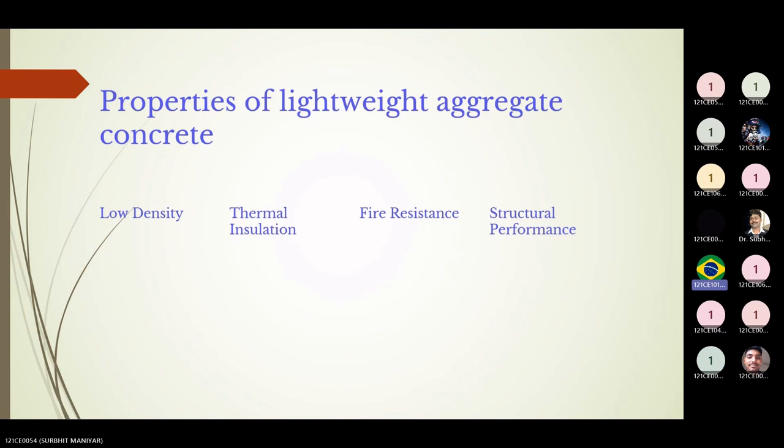Then it is fire resistant, with enhanced fire resistance due to its composition and insulation properties. And ultimately, we have its structural performance, which is our ultimate goal. Despite its low density, it maintains excellent structural performance and durability, making it a versatile construction material.